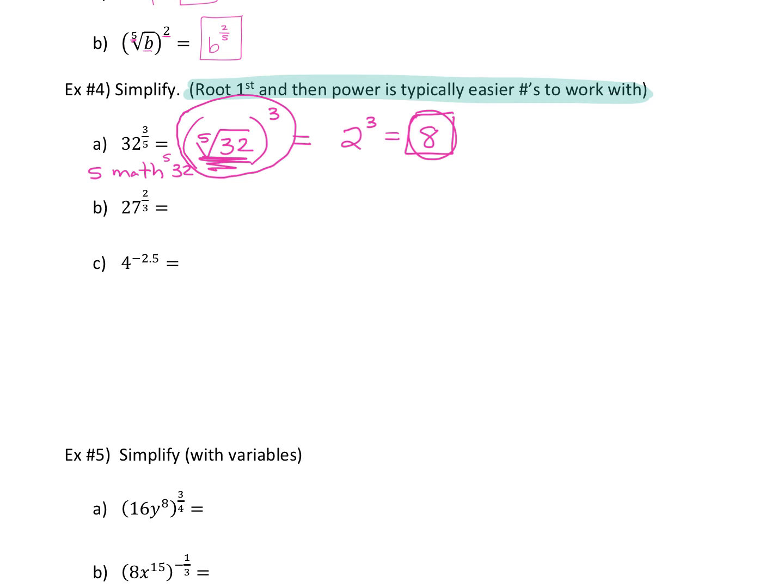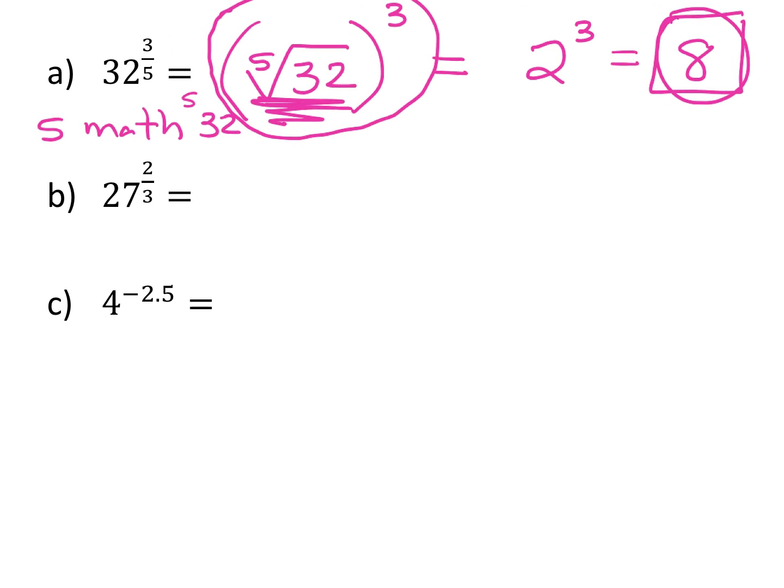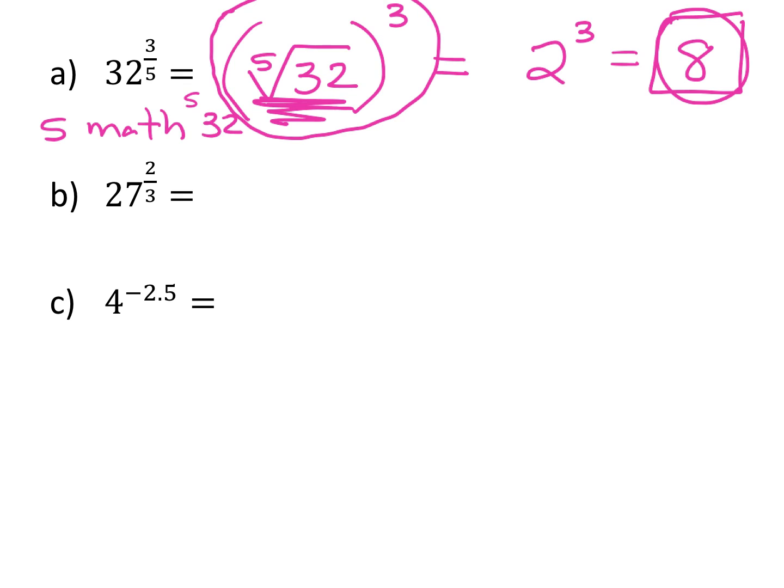All right. Okay, 27 to the 2/3 power. So this is going to be a cube root, right? The cube root of 27. And then once we figure that out, we will square that number. So the cube root of 27 is 3. And then we're going to square that 3. So this comes out to 9.